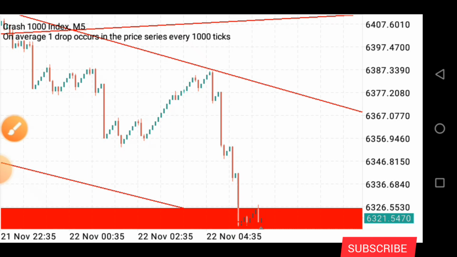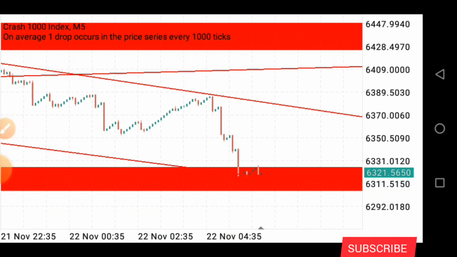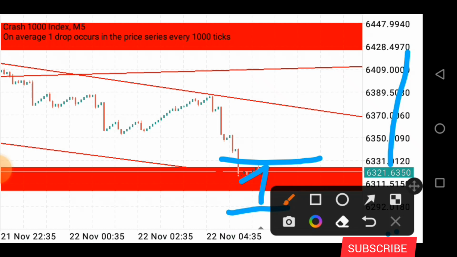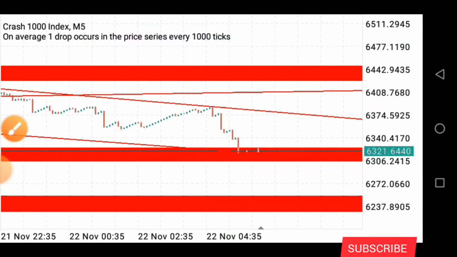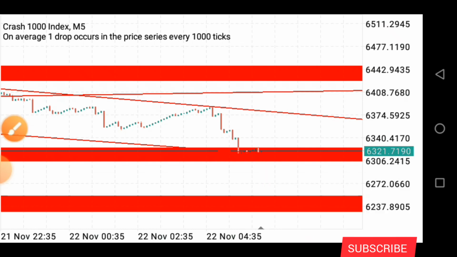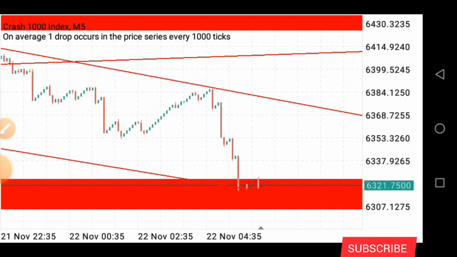So now I'm waiting for price to break below this zone, and then I'll take my entry immediately. My stop loss is going to be here, and then I'll ride it from here to this place, and then I'll be out of the market, right? That is what I'm currently waiting for now, guys.